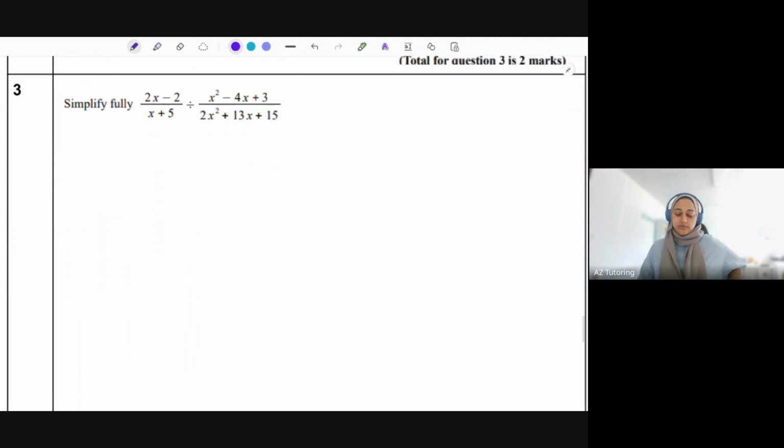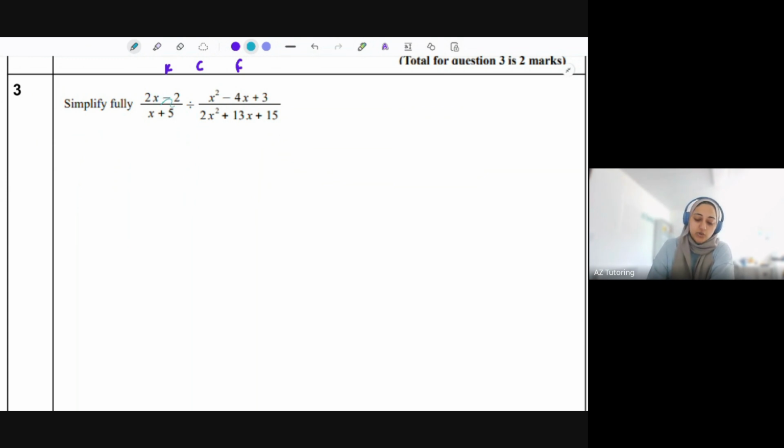Okay, we've now got this one, which probably a lot of people skip because they'd get a bit scared of. But it's just combining your fraction rules with it as well. When you've got two fractions and you've got a divide sign there, you're just doing your keep, change, flip method. So you're keeping the first one, you're changing the divide to a times, and then you're flipping the second fraction. So that's all we're doing here.